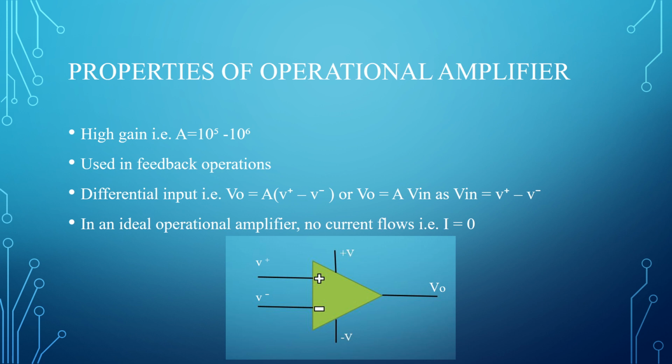So we can say that V output is equal to A times (V positive minus V negative), while V positive minus V negative is V input. In an ideal operational amplifier, no current flows. That means current will be zero in the operational amplifier.